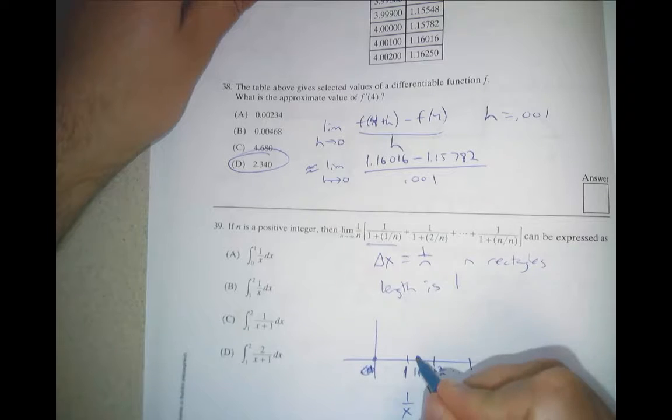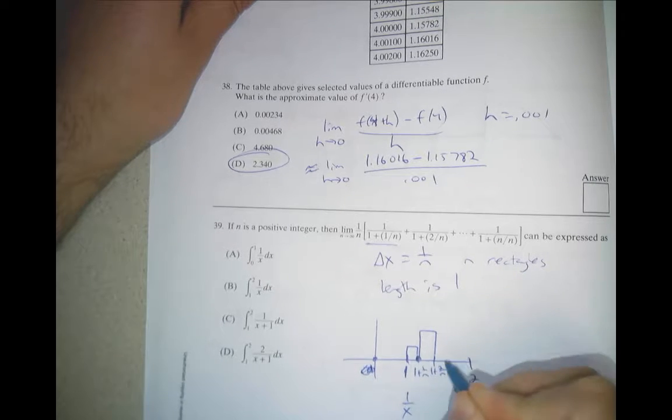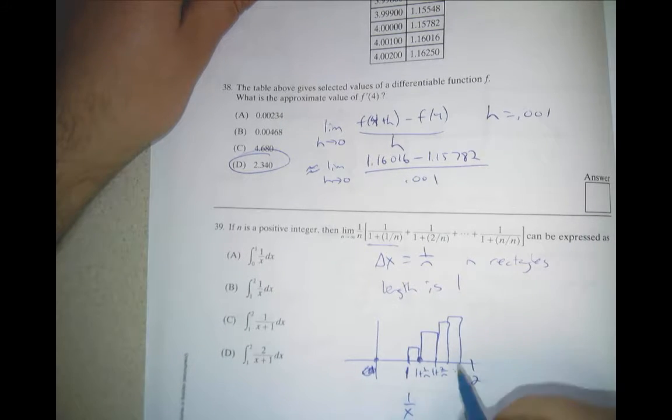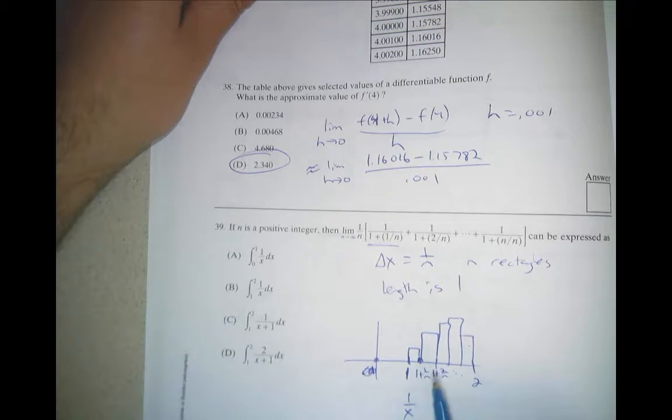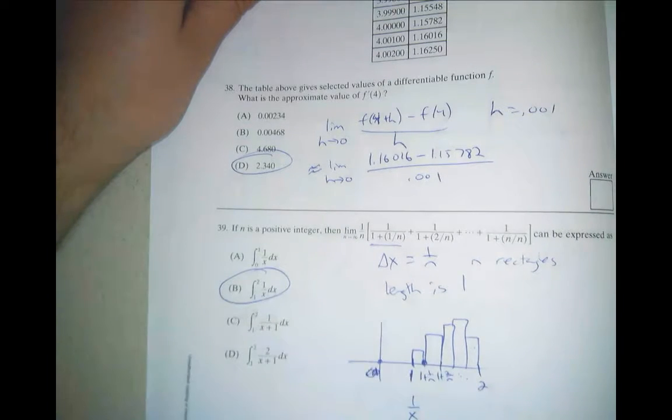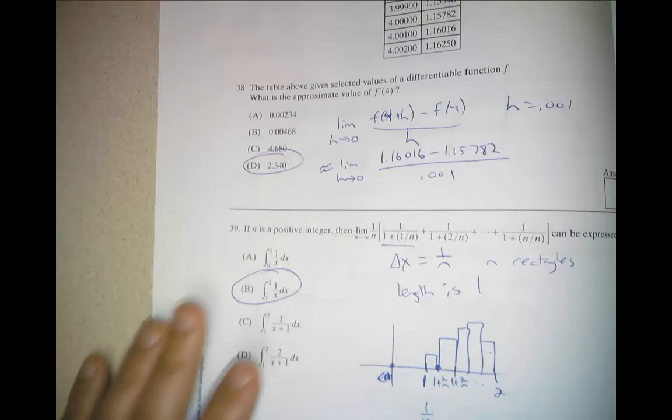So I'm using the right Riemann sum, essentially, as I'm going along here. I don't know what this function looks like, but I'm using the right Riemann sum for the function 1 over x, and I'm going from 1 to 2. So it's looking like b. I think the answer is b. Yeah, let's go with that. We'll come back and discuss if we need to.